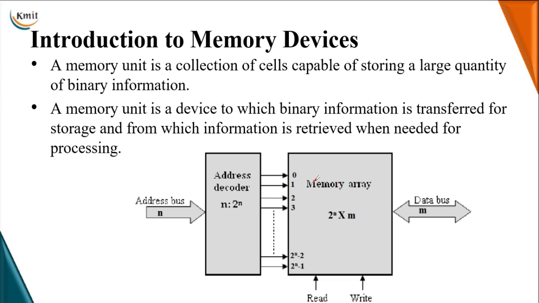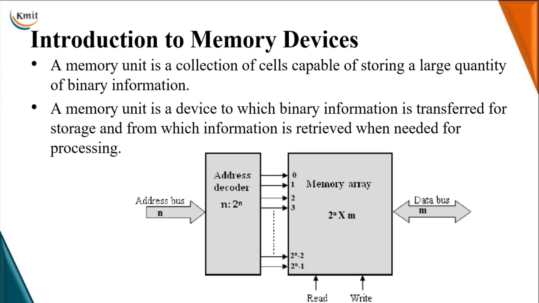Now, to select one of the memory locations, we have to use the address decoder, and to select one of the outputs from this address decoder, we have to transfer n address bits. So these n address bits select one of the memory locations through the address decoder. If the n address bits are all 0, the first memory location is selected, and if the address bus n bits are all logical ones, then the last memory location, 2 power n minus 1, is selected.